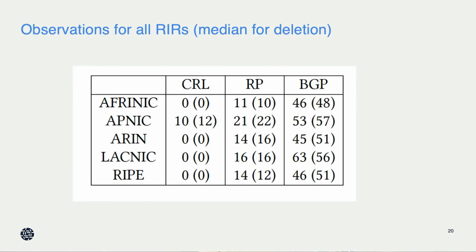So that's on the creation side, and we did the same for deletion. In some cases, you would want to remove your ROA from the repository, and for Afrinic, it takes around 46 minutes. For APNIC, 53 minutes, for ARIN 45 minutes, for LACNIC 63, and for RIPE 46 minutes. So you see the difference between creation and deletion. Creation takes maybe 15 to 20 minutes, but deletion takes much longer.